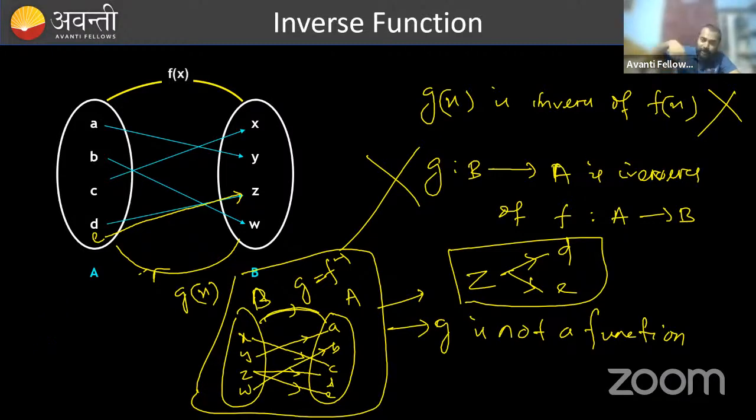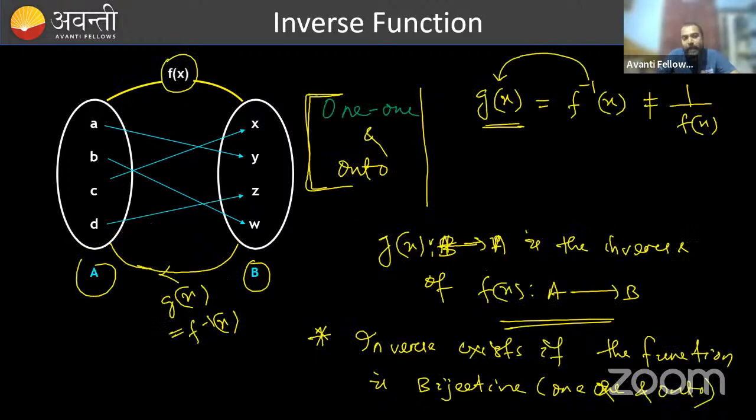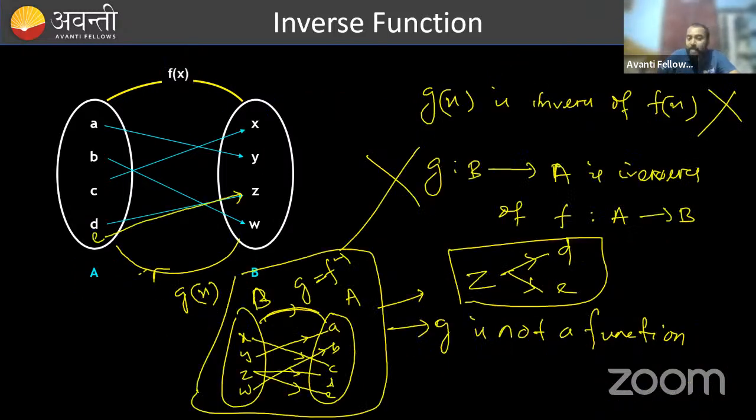Now first set elements, suppose here we can take, in the last example also, we can say f of x is a function because all the elements of A in f of x are having unique images in set B. But here we are getting Z has different images in set A. That's why it is not a function. If G is not a function, it is not the inverse of a function.